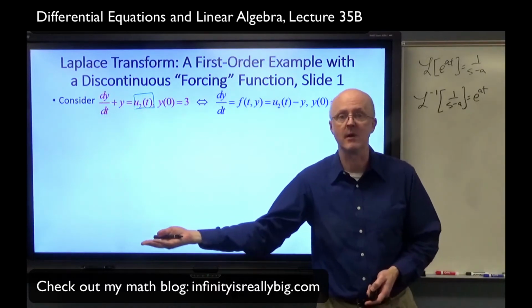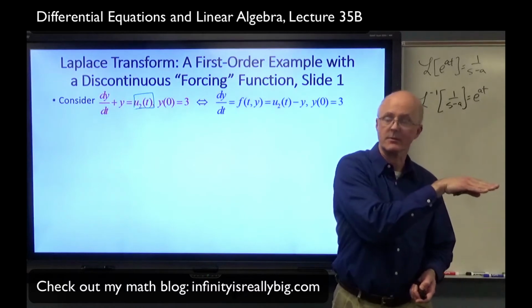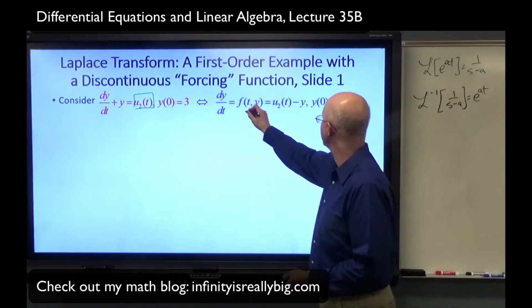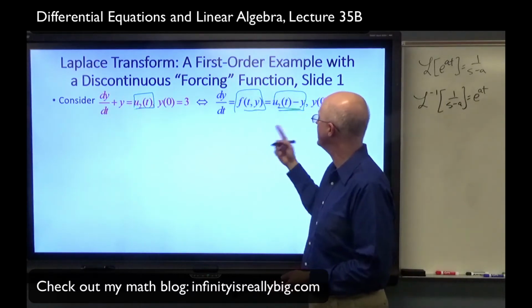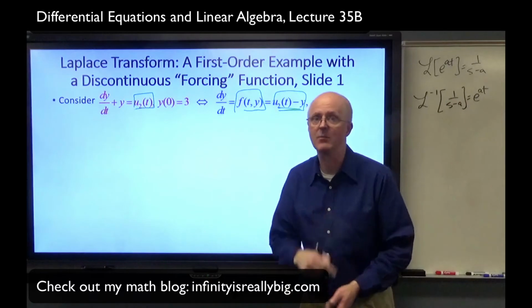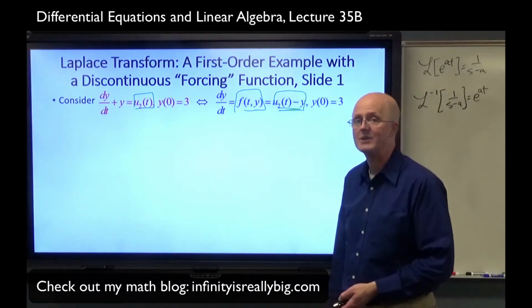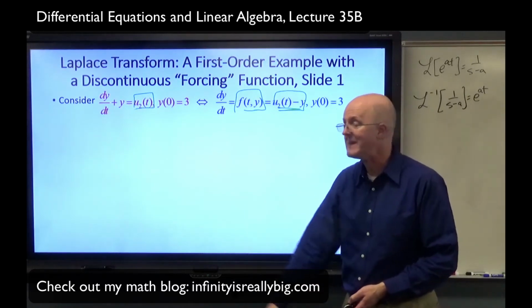U3 of t would be 0 when t is less than 3 and jump up to 1 when t is greater than or equal to 3. I'm also going to write the equation like this and emphasize that I can think of this expression right here as an f of t, y. Why am I doing that? Because I want to also make the slope field ultimately for this solution in this differential equation. We can think about slope fields here. Back to chapter 1 in a sense.